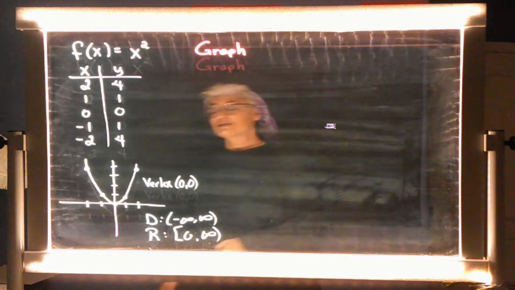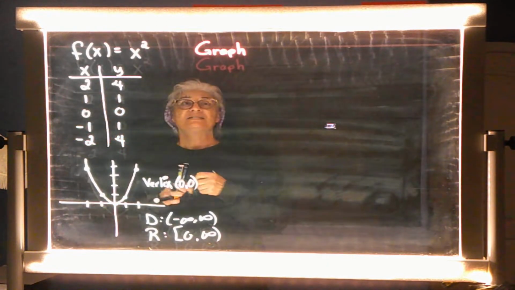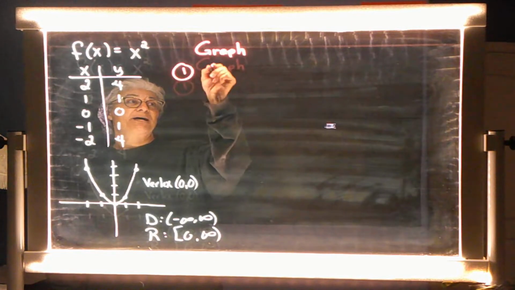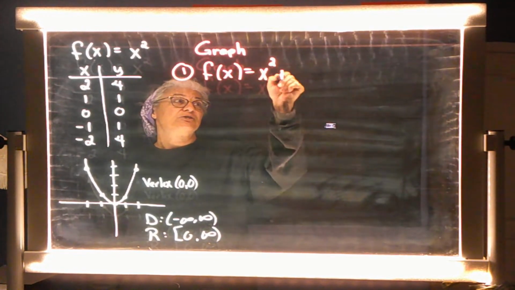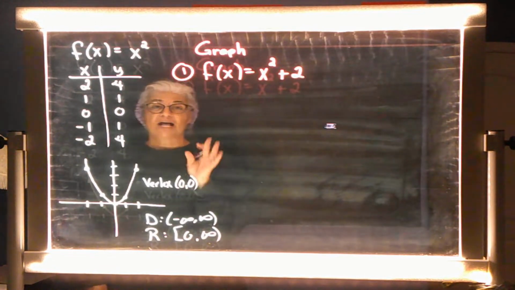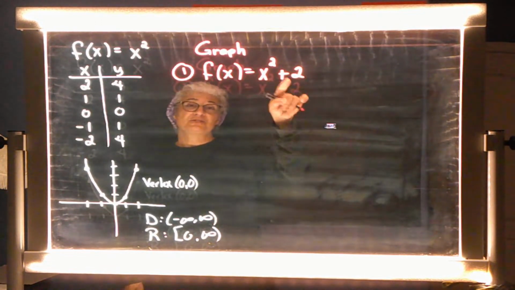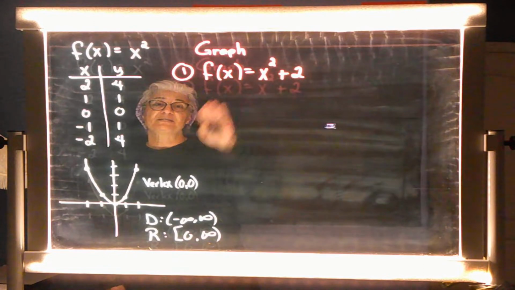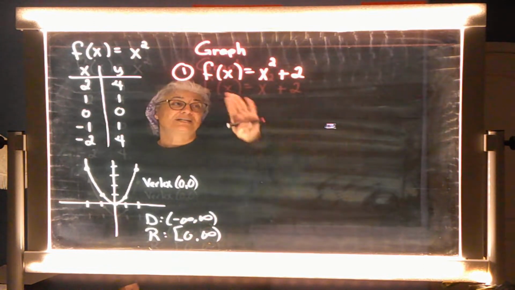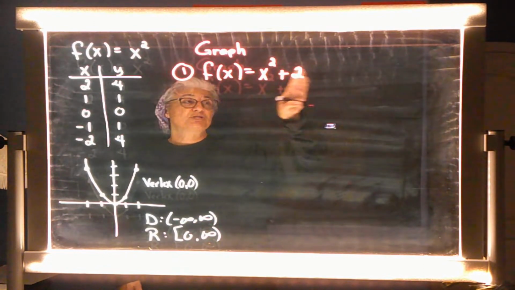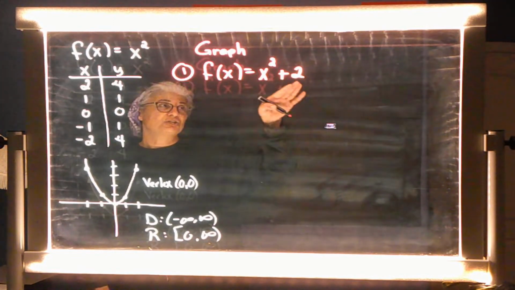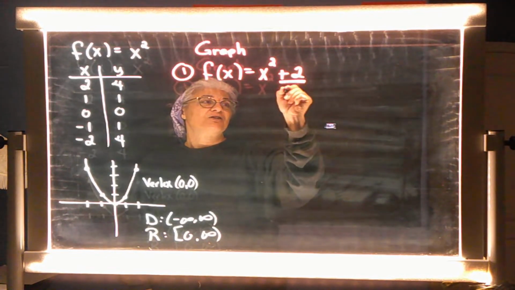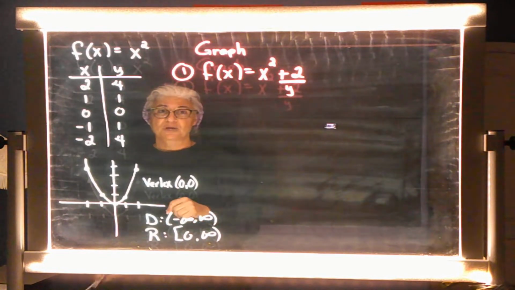Okay, so let's look at an example. Let's bring that function back where we had x squared plus 2. So, help me out a second. This 2, is it invading the space of x? No, it's not. It's outside the x squared, which means it's not affecting your x's, it's affecting the y values, okay?